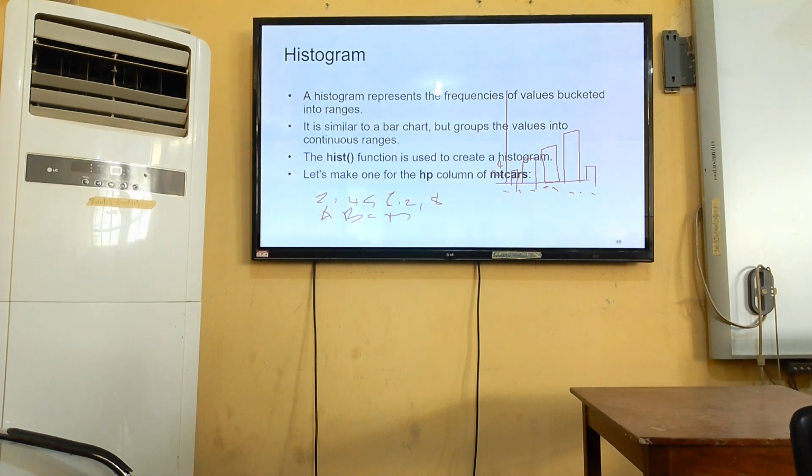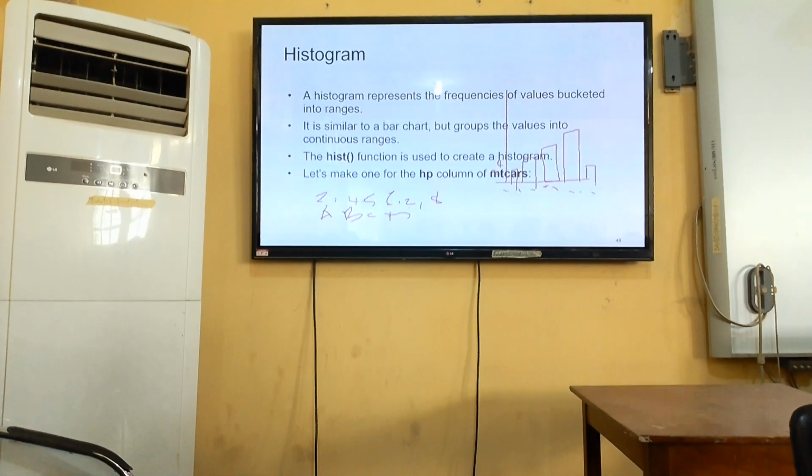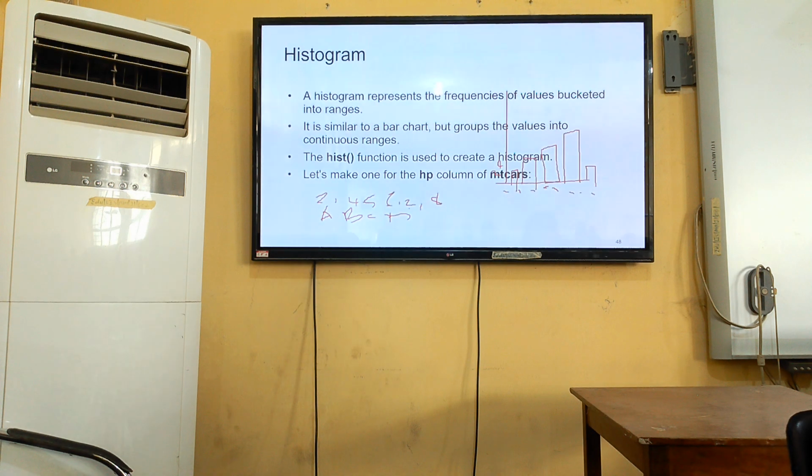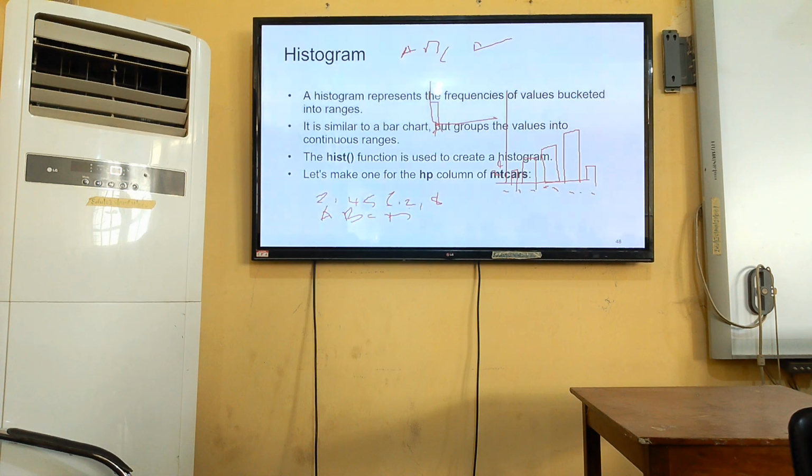So this is a bar chart, but a histogram carries every unique value and checks how many times it appears, isn't it? So how many times does one appear here? Then you plot it. Or if you have A, B, C, A, B, A, B, you count how many times A appears, how many times B appears, and so on.